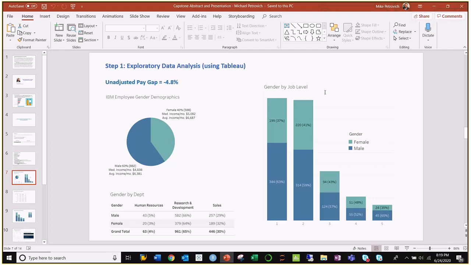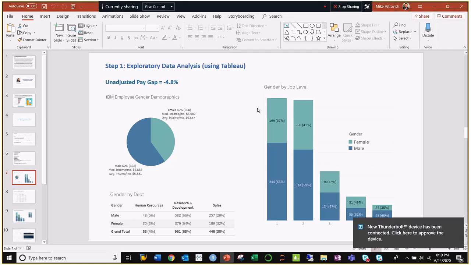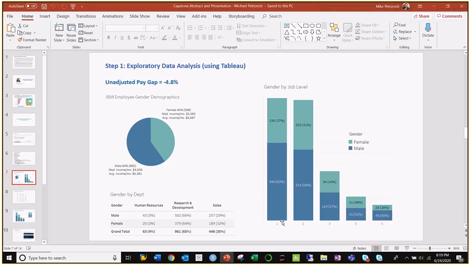Gender by job level, over to the right, the bar chart. What we notice here is that ultimately there doesn't seem to be too much difference, right? When we think back at our 60-40 split, in between job level 1 through job level 4.